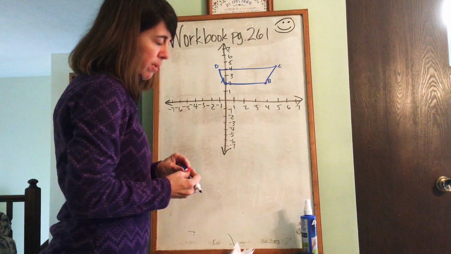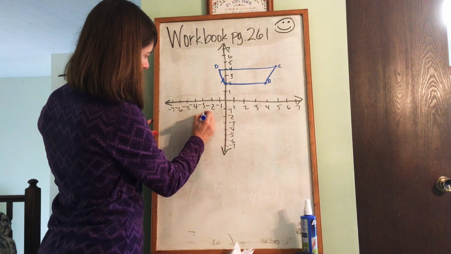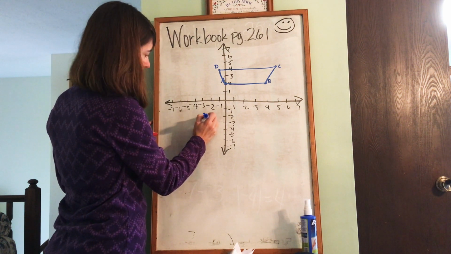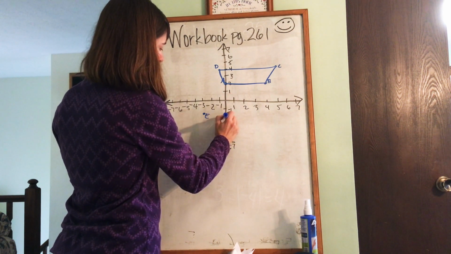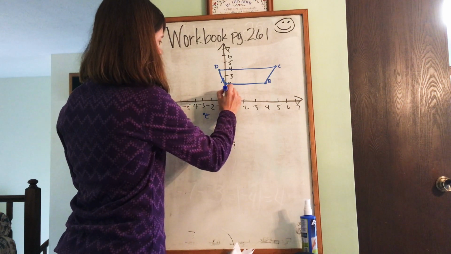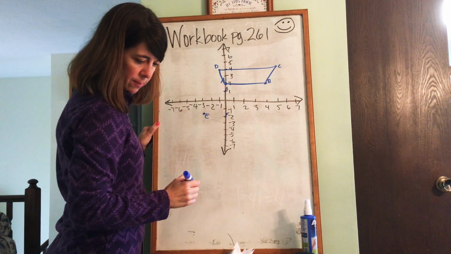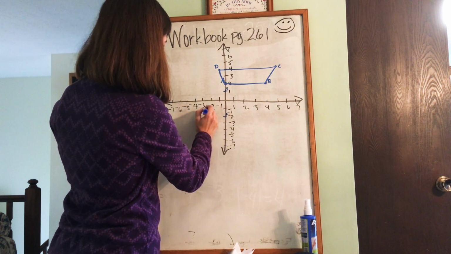E is (-3, -2). We go over and then down in this case, since they're both negatives. And that is E. F says (0, -2), so 0, negative 2. And that's F. G is (0, 1). That goes up here. It's G. And H is (-3, 1), negative 3, 1.